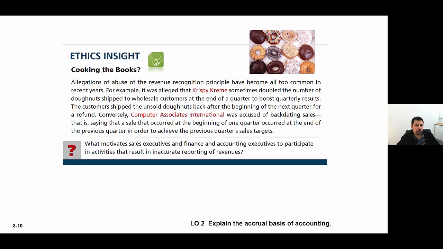future performance. And as we can see here, Krispy Kreme allegedly boosted their sales at the end of the quarter by striking deals with certain wholesale customers, where they would send them large amounts of donuts that would be returned right after the quarter had ended. Eventually that would lead to a loss in the sales, but for the short term, it would boost their quarterly results.